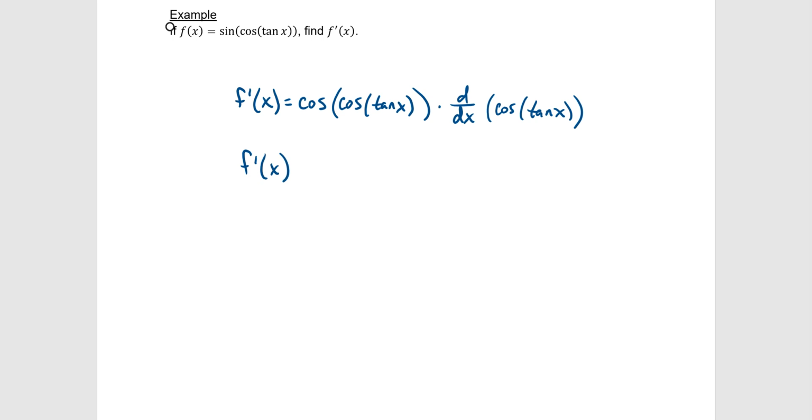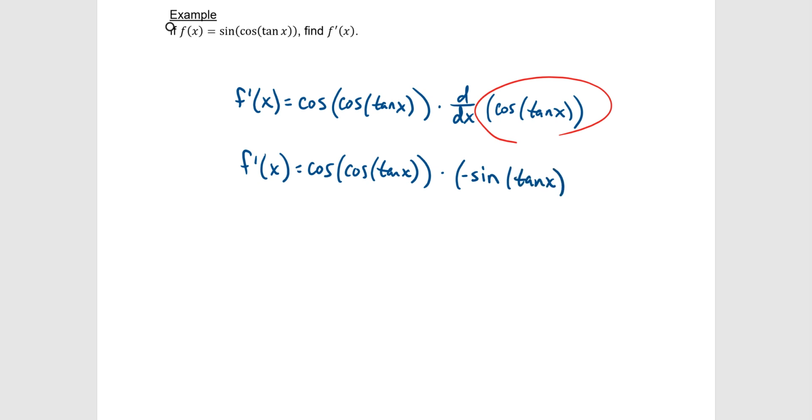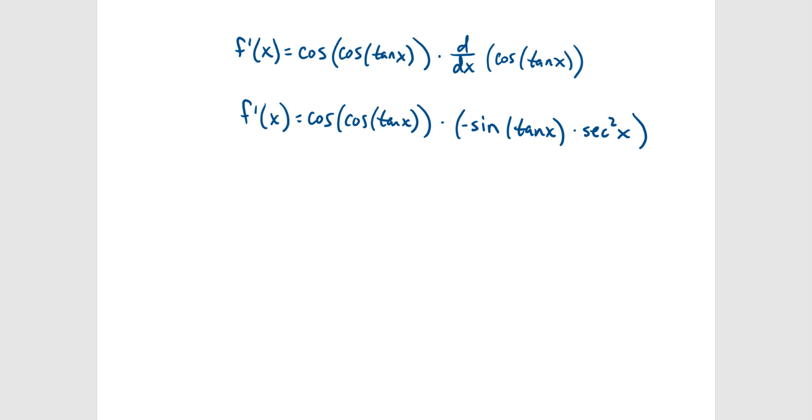So we're going to get the first part just rewritten, cosine of tangent of x, times the derivative of this portion right here. So that's chain rule. It's going to be the derivative of the outer function, which is the derivative of cosine, which is negative sine. Leave the inside alone, times the derivative of the inner. The derivative of tangent is secant squared. Okay, so that is technically our answer. Let's clean this up a little bit if we even can.